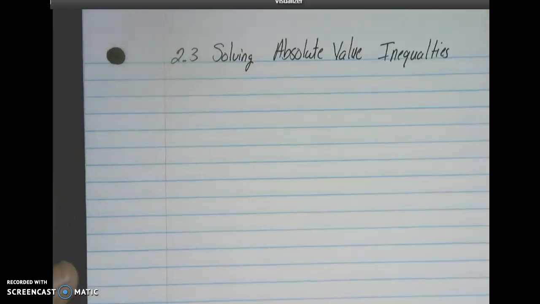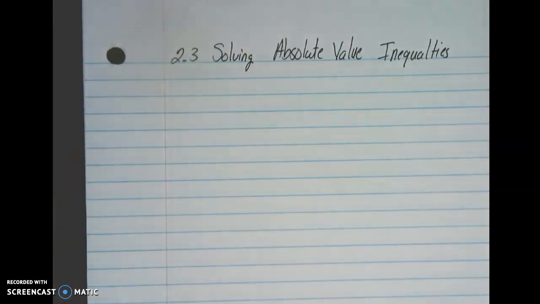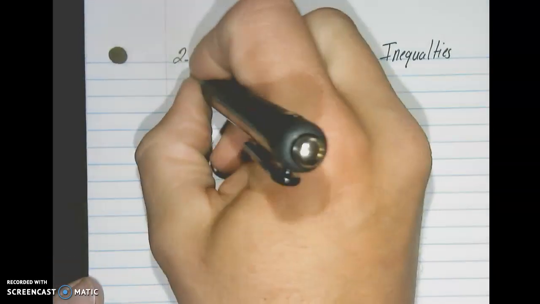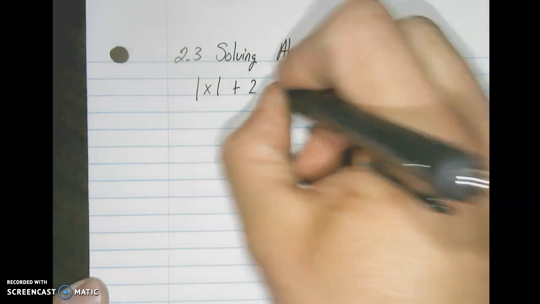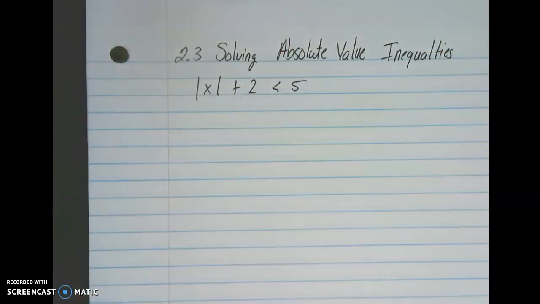All right, so 2.3, we're solving absolute value inequalities. This time, instead of having an equal sign, it's going to have an inequality. No new vocabulary, just some awesome examples. Okay, we have that bad boy, right? The absolute value of x plus 2 is less than 5.